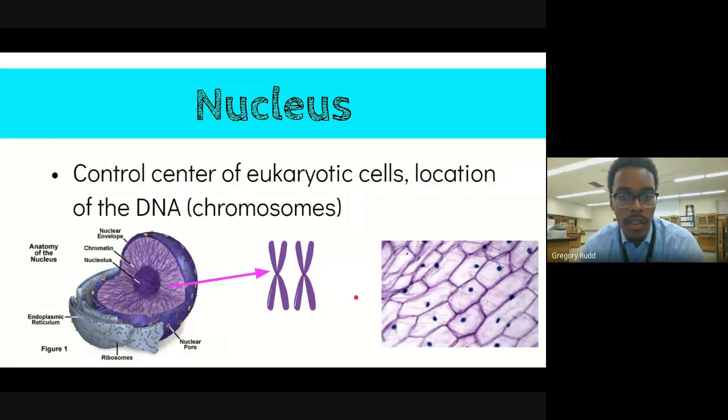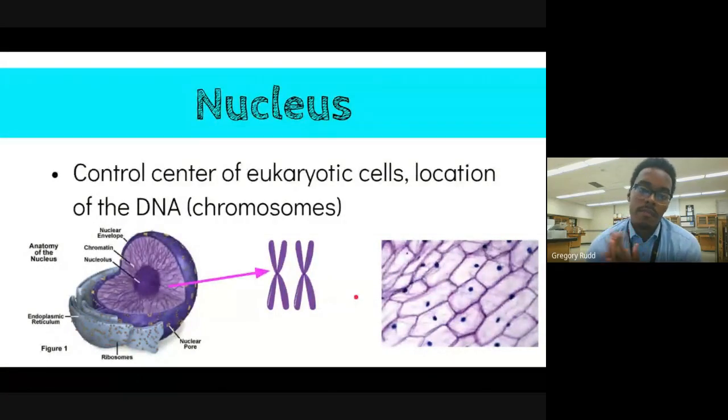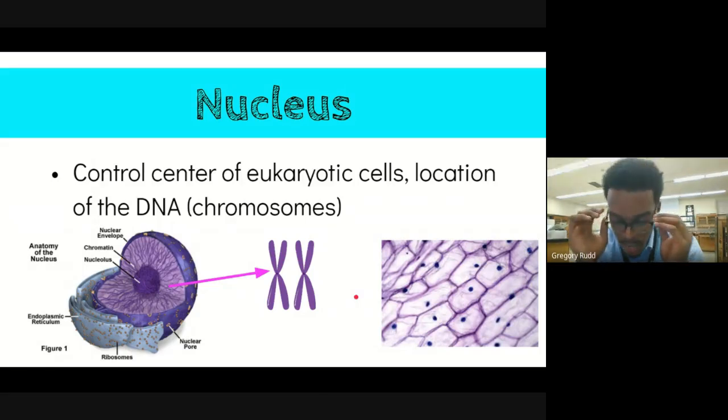The nucleus. This is one that most people remember, I'm sure. The nucleus is the control center of eukaryotic cells. So we're going to talk more tomorrow about the difference between eukaryotic and prokaryotic. But for now, just think of eukaryotic as cells, plants and animals. So the cells of both plants and animals have a nucleus. And inside of the nucleus is where you can find that cell's DNA, or that organism's DNA.